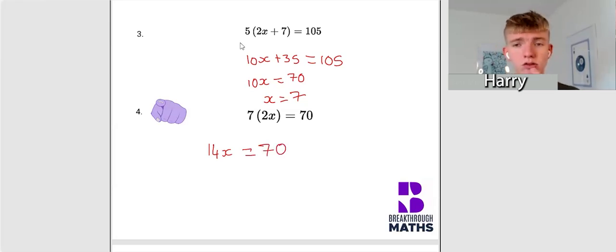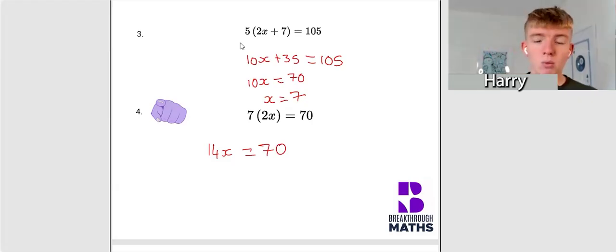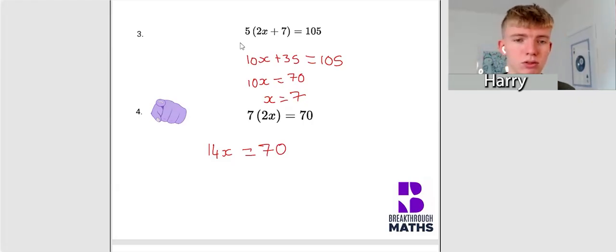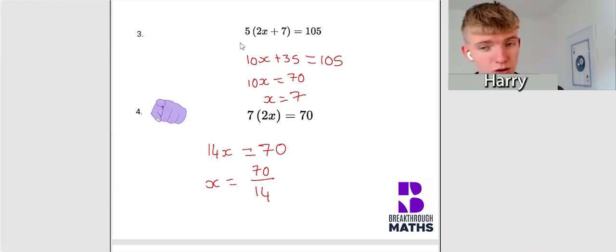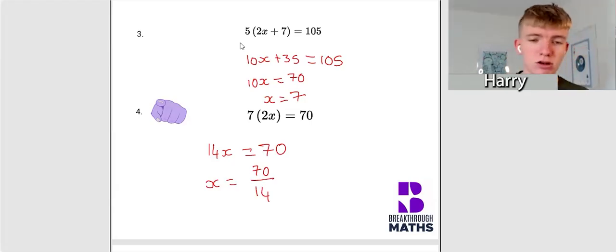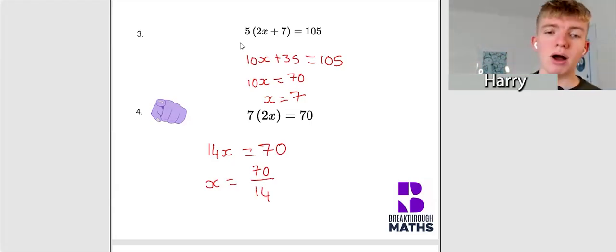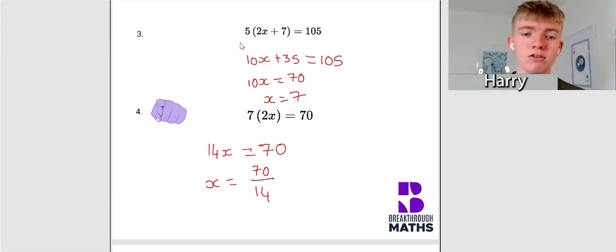Now, this is a little bit trickier. It's not something that comes to mind immediately. But we know we're going to have to divide by 14 on both sides. So x is going to be equal to 70 divided by 14. Some of you would have used a calculator here, and that is absolutely fine. I understand why. But 70 divided by 14 gives us the answer of 5. So x is equal to 5.